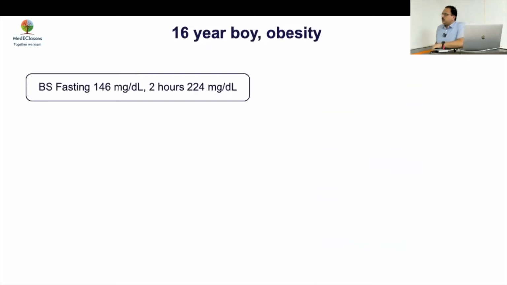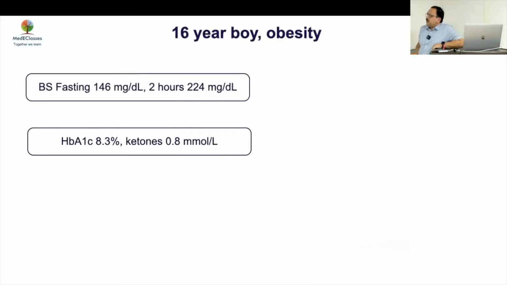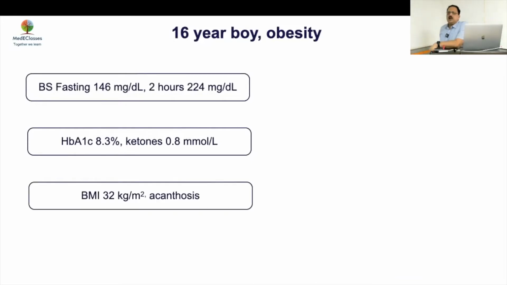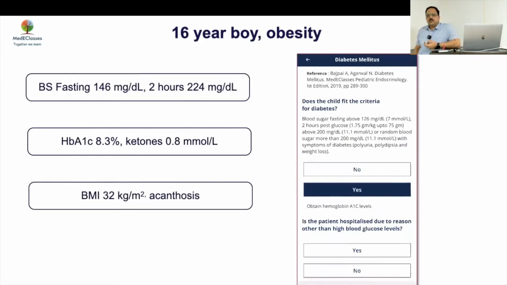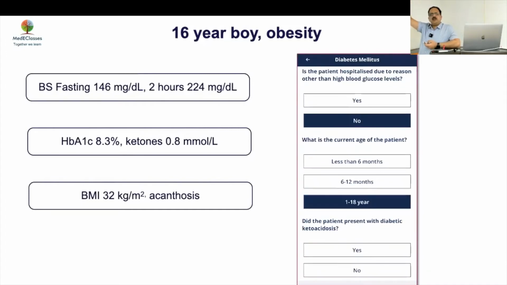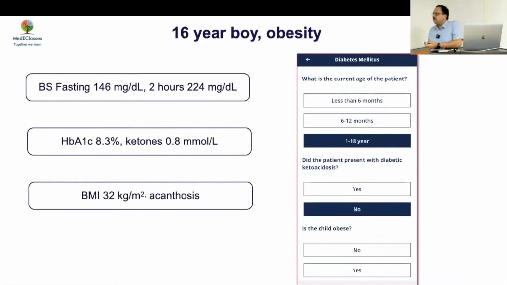A 16-year-old boy with obesity, there is hyperglycemia. HbA1c is 8.3, ketone is 0.8. BMI 32, acanthosis present. What do you think here, Sayan? It's most likely type 2, sir, because acanthosis and all are present. So this is obesity without DKA. Again, more than 1 year, obese, no DKA. This is most likely type 2 diabetes in that setting.